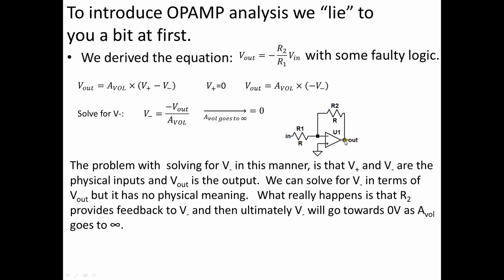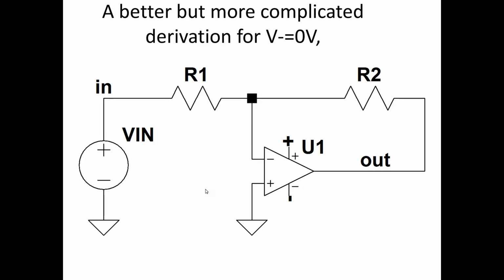The reason why it works is that some of this V out signal is fed back through R2, so we're actually connecting a signal via voltage feedback to this V minus terminal. While this is really simple, it doesn't allow us to derive an equation for V out versus V in that takes into account the effect of the open loop gain. So let's revisit our derivation of the inverting op-amp.